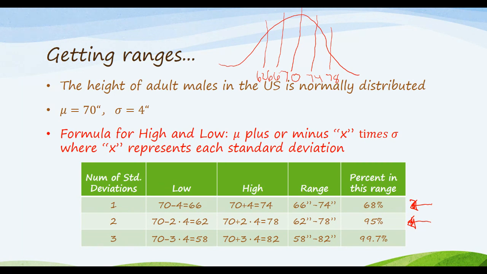Then lastly, we'll just go one more here. So 78 plus 4 brings us up to 82. 62 minus 4 brings us down to 58. And that's where you can see this third line here. So that's your 99.7% of the data, between 58 inches and 82 inches.